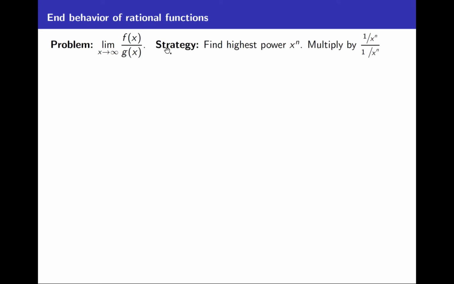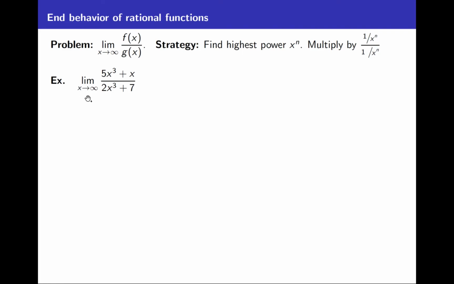There's a basic strategy that's always going to work for limits at infinity of rational functions. What you're going to do is find the highest power of x that occurs on the top and the bottom, and you're going to multiply by 1 in the form of 1 over x to that highest power divided by itself. This will always work for a limit at infinity of a rational function. It's going to simplify things so that our limits have these two fundamental limits that we saw on the previous page in them. I'll show you how this works.